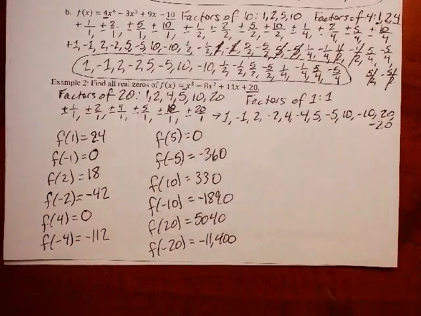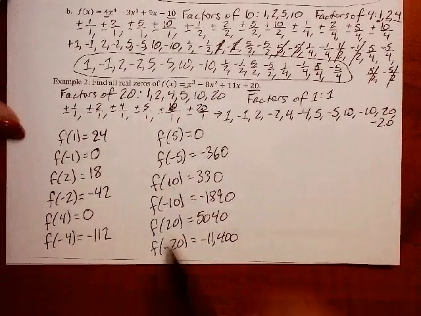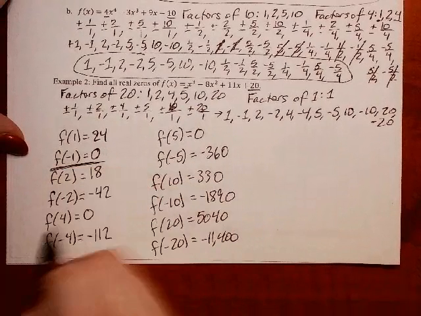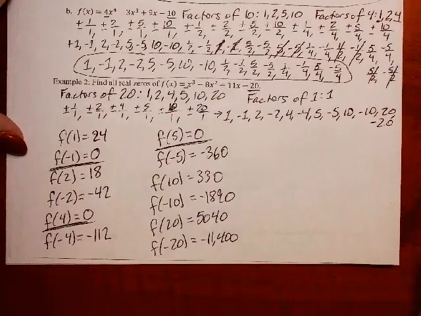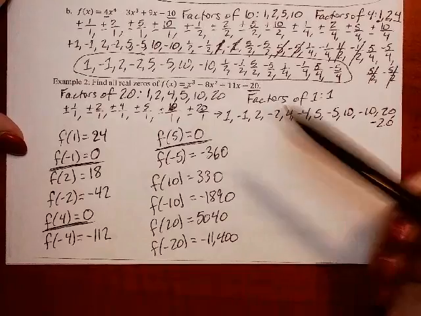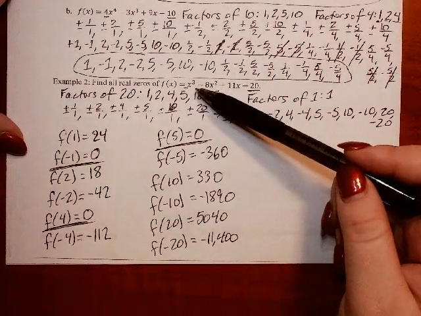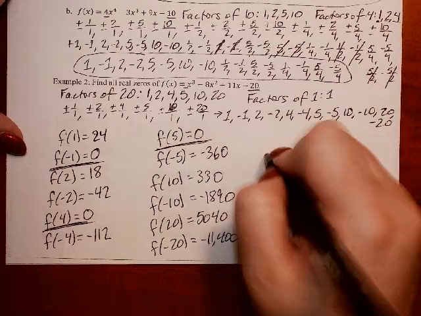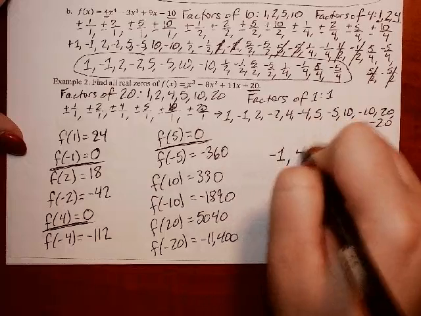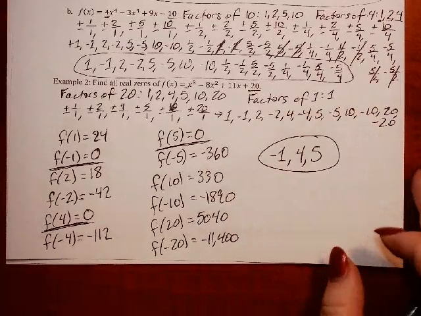Okay, so we are looking for the real zeros. So we're looking for where our function equals 0. So we have one here, and one here. So we have 3 answers. And if we remember back earlier in chapter 5, we said that the number of answers is equal to the degree of our polynomial. So the degree of our polynomial is 3, so we should have 3 answers. So our 3 answers are negative 1, 4, and 5. Those are our real zeros of this equation here.